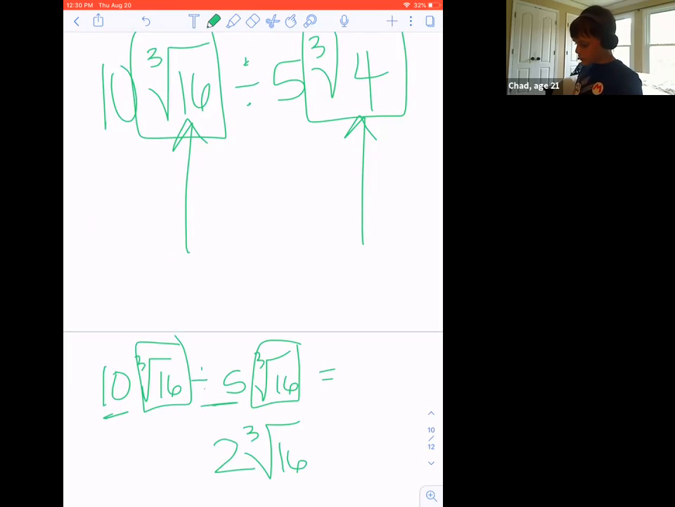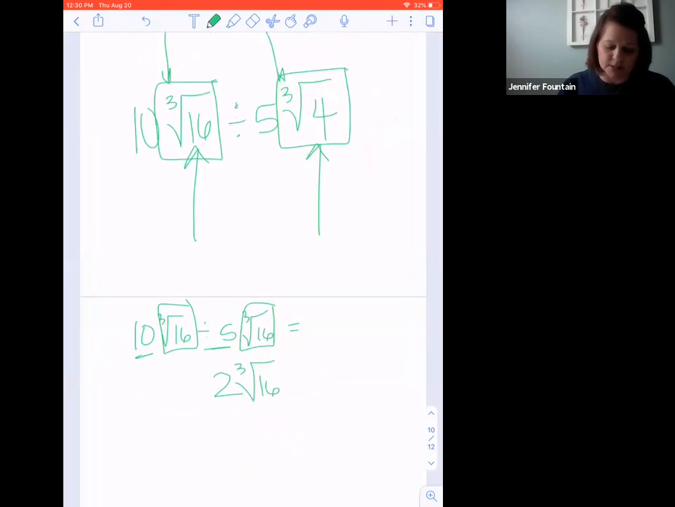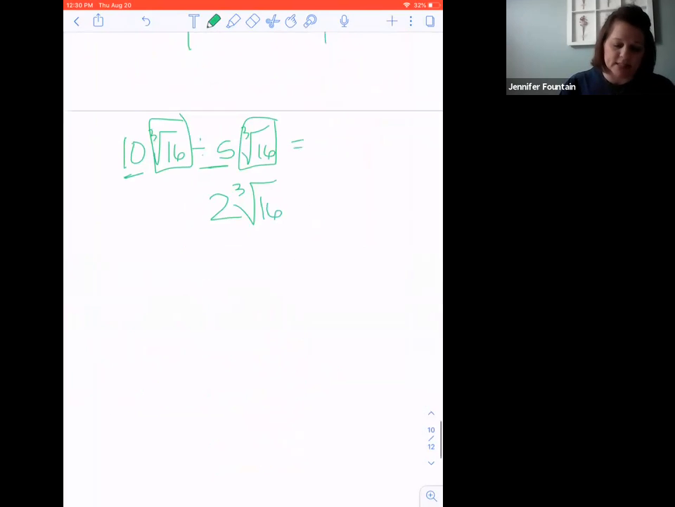Because this problem was right here on the classwork, down at the very bottom, the one above the very last one in the class. Oh, and you know what? Hold on. If the index is the same, I'm sorry, I'm thinking of addition and subtraction. Let me go back to this real quick.